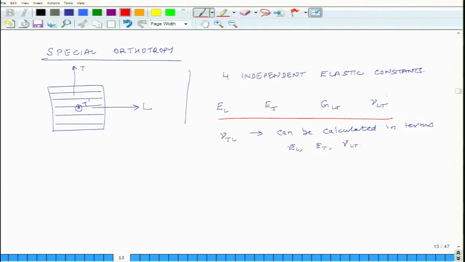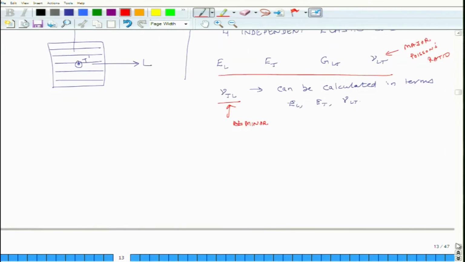This one, mu LT, is called the major Poisson's ratio. We have discussed this earlier. And this one is known as the minor Poisson's ratio. Now, let us look at the stress strain behavior of this material.